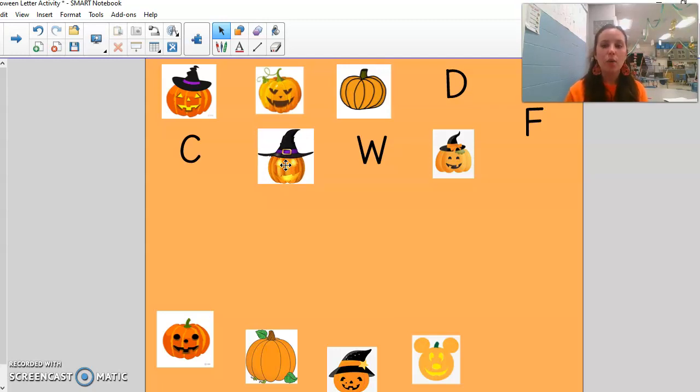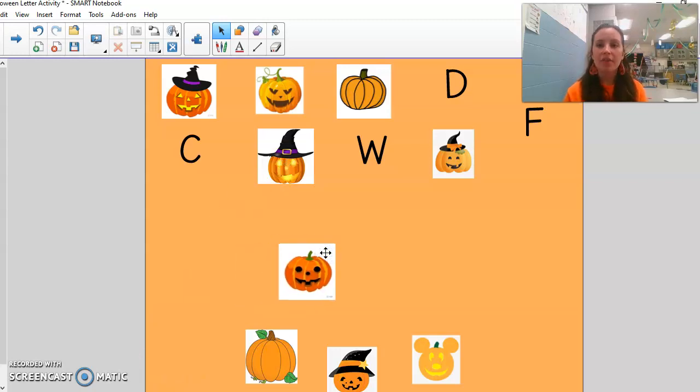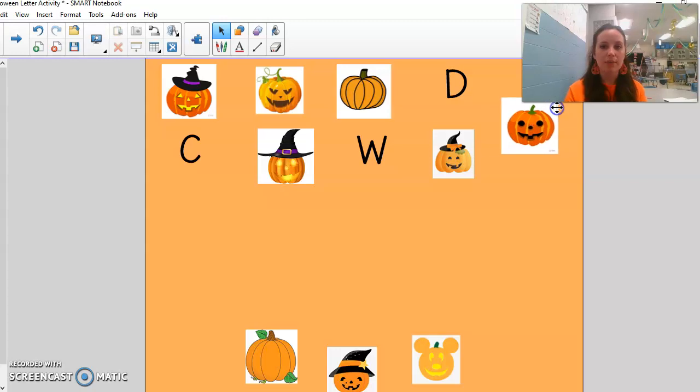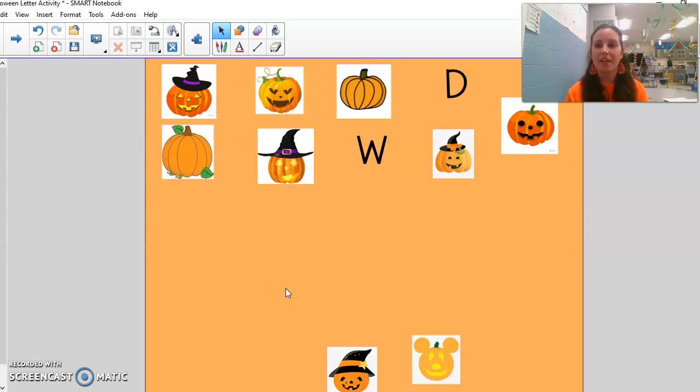All right, for this pumpkin, which letter says F, F, F? Good. Boys and girls, it would be this one. All right, let's look at our pumpkin right here. This pumpkin makes the K, K, K sound. Which one of these makes the K, K, K sound? Good. It would be the letter C. C says K, K, K.